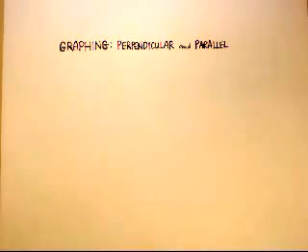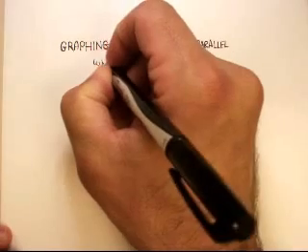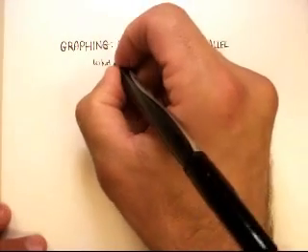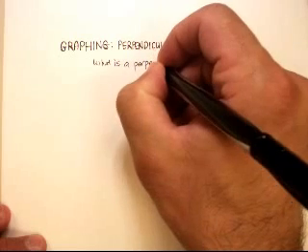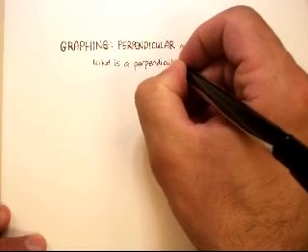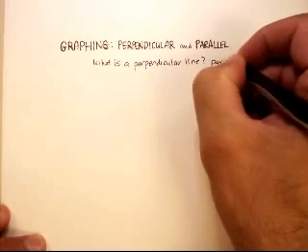Okay, in this video I'm going to talk a little bit about graphing perpendicular and parallel lines. So I think the first question to ask is, what is a perpendicular line and what is a parallel line? Let me just write these in here real quickly. What is a perpendicular line and what is a parallel line?